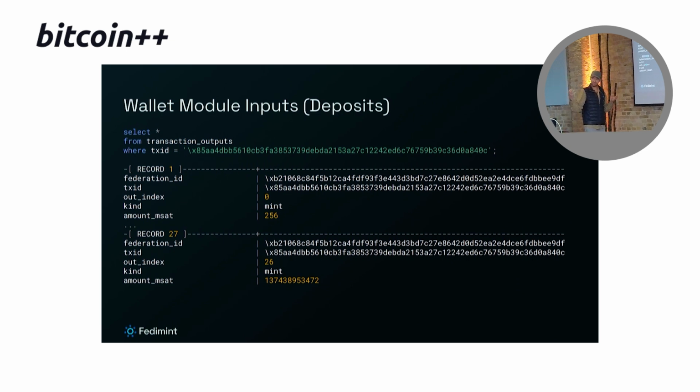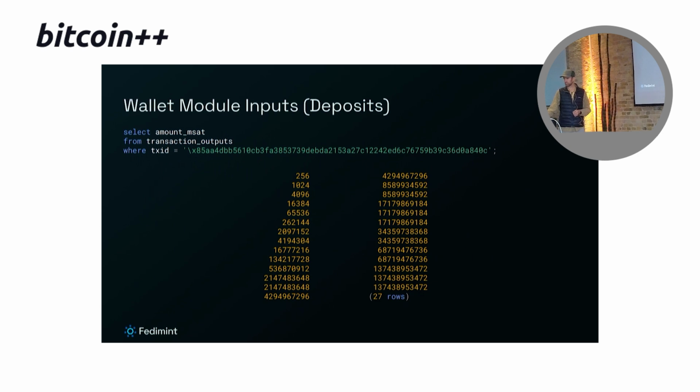So we have an input that was a roughly 7 Bitcoin input. Then we have an output of 27 different outputs, all with an amount in msat associated with it. But that's roughly all we can see there. And then, just looking specifically, this is another query that just shows all of the denominations that were issued for this single deposit. So yeah, let's pause there.